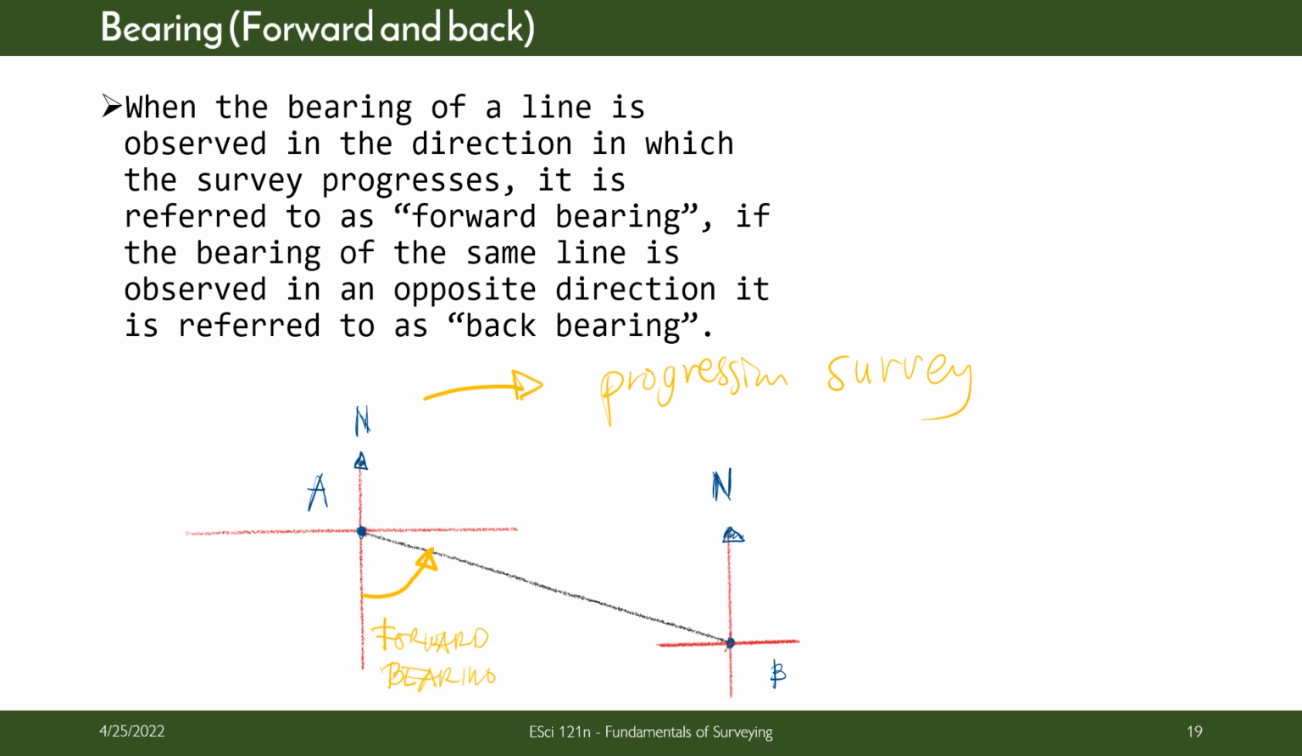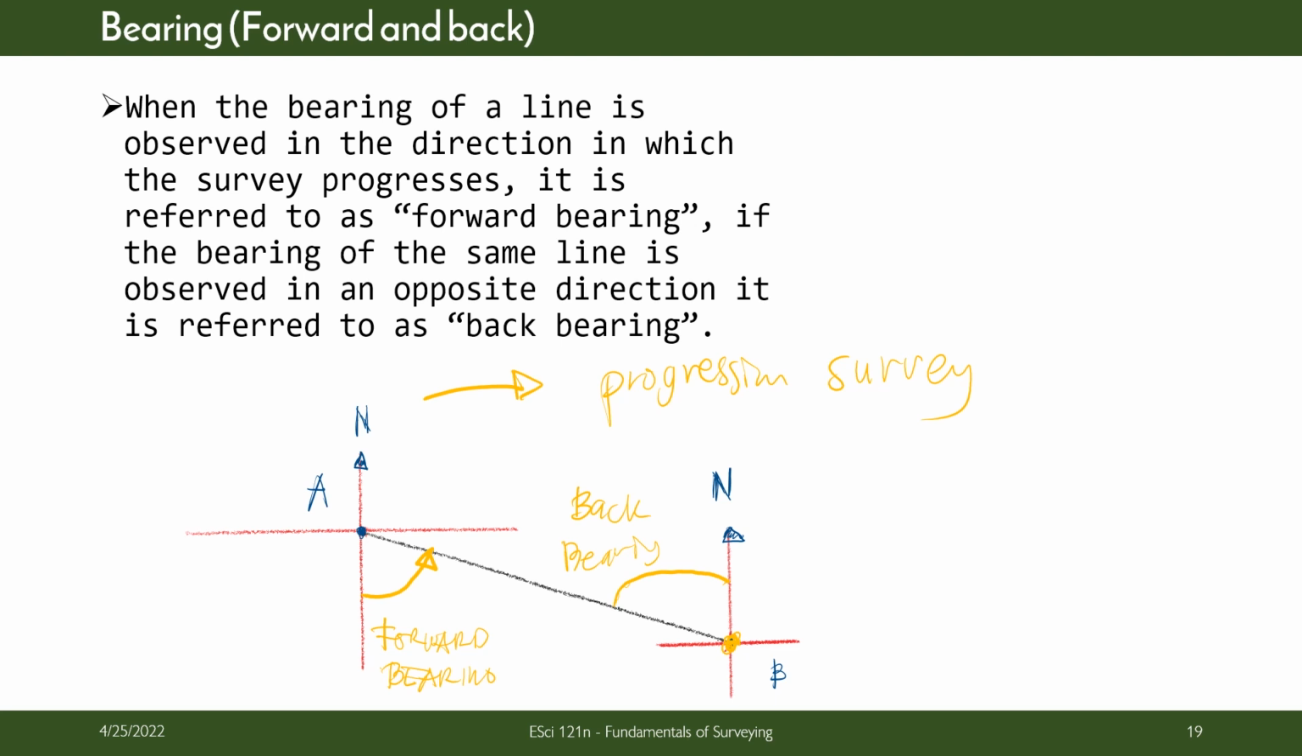Then at point B, this angle is just equivalent to your forward bearing, therefore this is what we call the back bearing. So meaning to say, these angles are equal, or what we call opposite angles are equal, in geometry theorem, right?